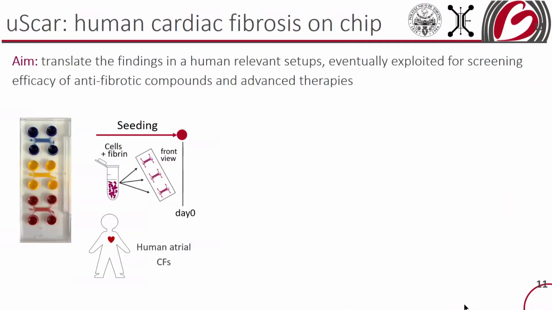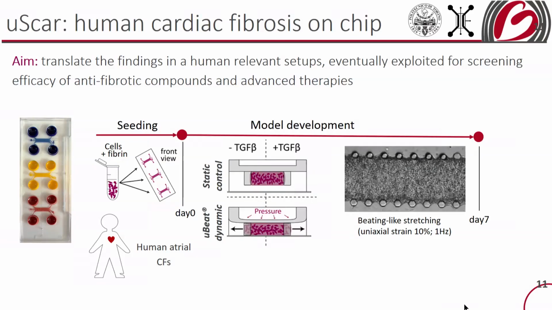So all of this was, of course, really interesting, but was done with animal cells. And of course, we all know that human models are what is relevant in this field. So we started to translate the findings, using, in this case, human atrial cardiac fibroblasts, generating our uScar, which is a human model of cardiac fibrosis on chip. And the setup at the beginning was exactly the same I showed you before.